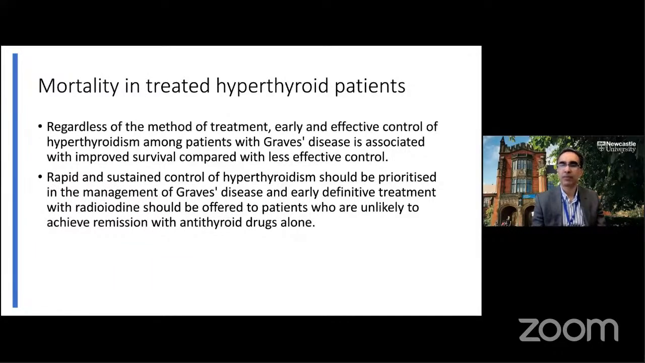And early definitive treatment with radioactive iodine should be offered to patients who, in your consideration, or in all likelihood, are unlikely to achieve remission with antithyroid drugs alone. So people who smoke, people who have higher TRAb levels at diagnosis, who are not achieving good control with the antithyroid drugs, plus all the usual other considerations, like large goiters and the presence of eye disease which is inactive, should be kept in mind.